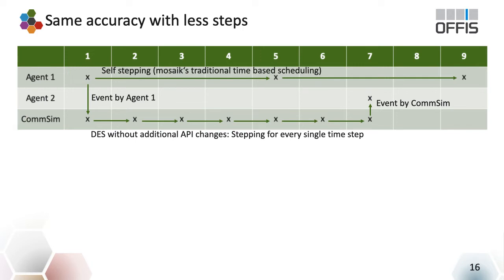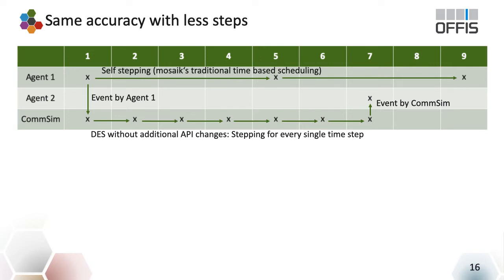But agent 2 should only be triggered when the message from agent 1 reaches agent 2. And we need the communication simulator in order to calculate when this will be. And this here is then an example for a Mosaic DES simulation, but without using this Max Advance feature, the new feature in the API.